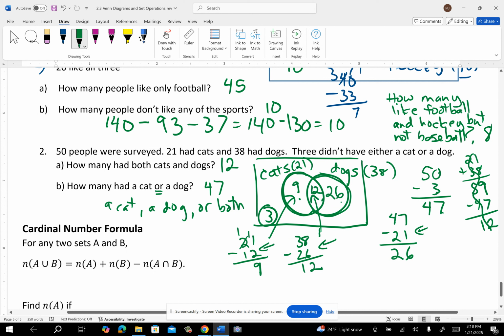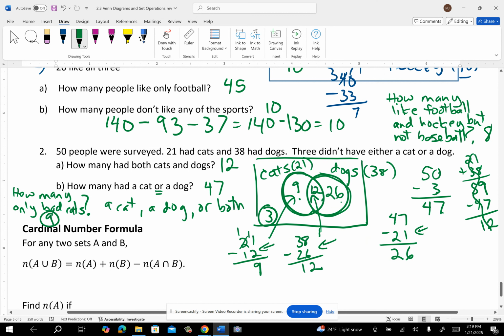How many had cats and dogs altogether? Would be 12. Okay. What if I asked how many only had cats? What if I did that what if question? Do you see how that would be 9? So there's lots of different questions you might be asked.